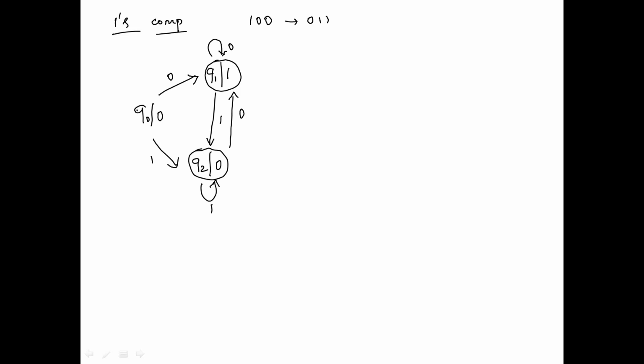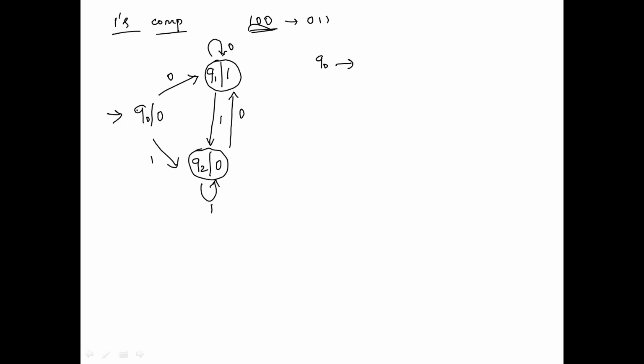Now, let us traverse the string 100, which is the input, to check if we get the 1's complement correctly. We should get 011. Let us write the state transitions for this. Q naught is the initial state, and Q naught sees a 1.